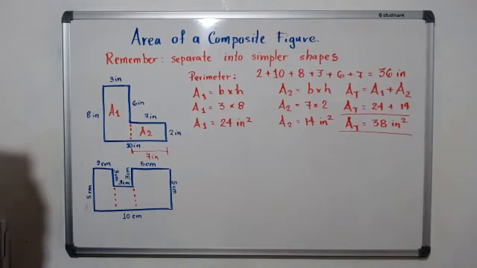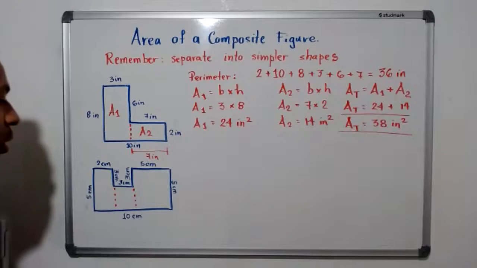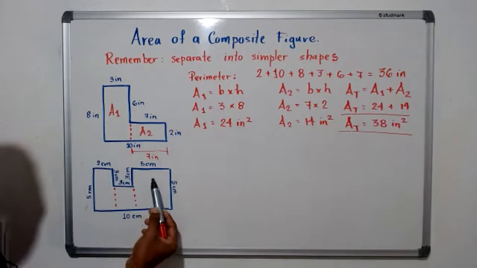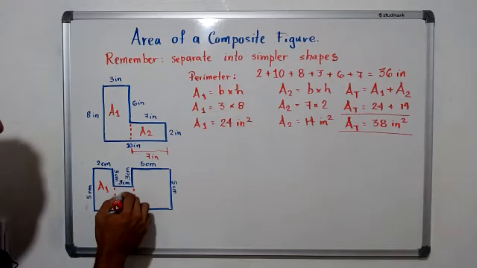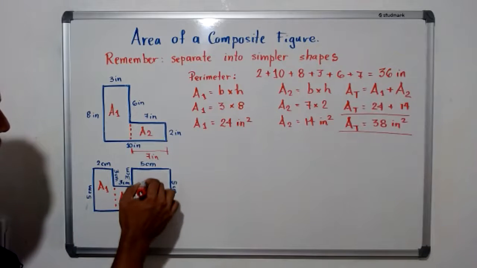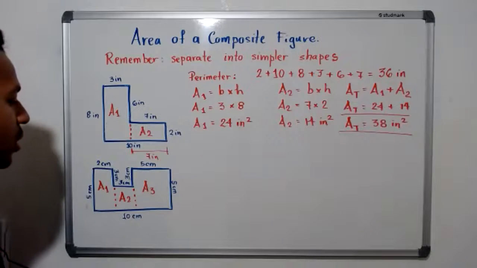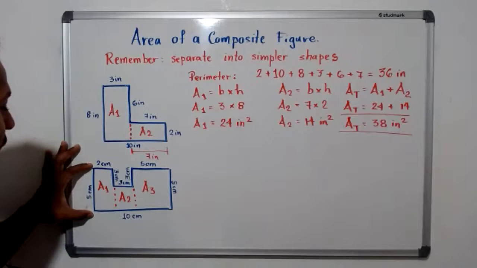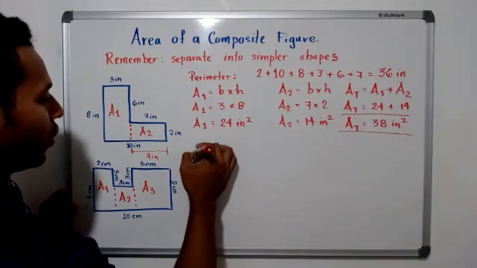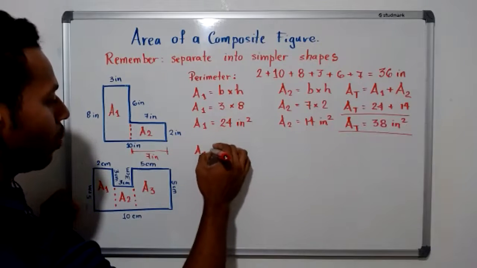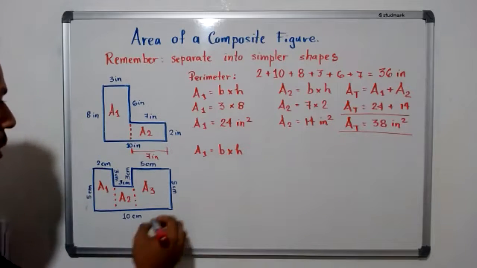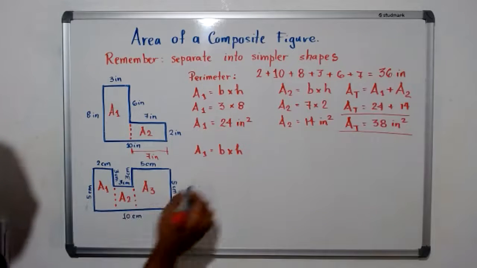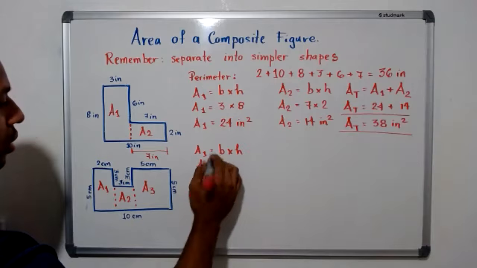Okay. We have here, this is the area number 1, the amount of space. This is the second amount of space, and this is the third amount of space. We have here a rectangle, okay? So the first area, number 1, is a rectangle, base times height. So in the first one, what is the base and what is the height?